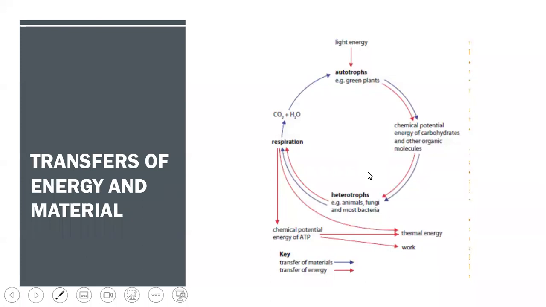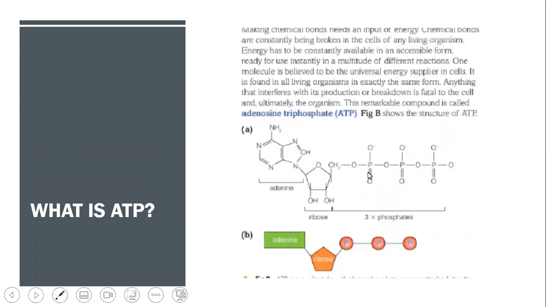Now, when we talk about making chemical bonds, autotrophs will take light energy and turn it into chemical energy, and they will utilize the energy to make bonds. To make chemical bonds, you need an input of energy. Energy constantly has to be available in an easy, accessible form, so it can be instantly available for use for multiple different reactions. Now, there is a simple molecule that does all of this for us, right? That molecule is ATP, adenosine triphosphate.